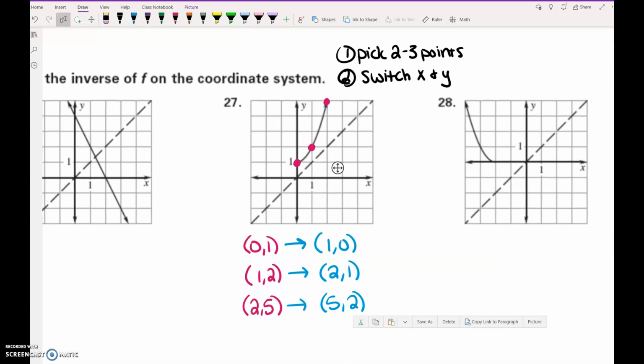So when we graph it, (1, 0), (2, 1), and (5, 2). The dashed line just kind of shows you, like, if you were to fold this, those two things should match up perfectly. But the black line is the original function, and the blue one that I just drew in is the inverse function. And you get that by picking out some points, switching the x and y, and then plotting them.